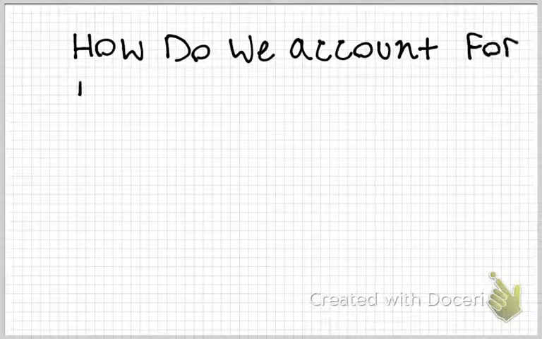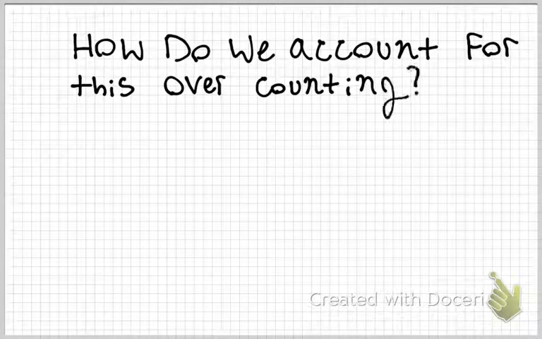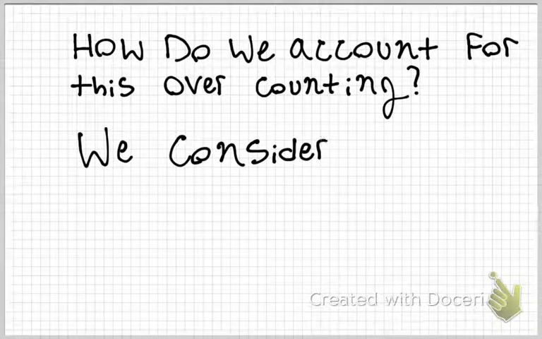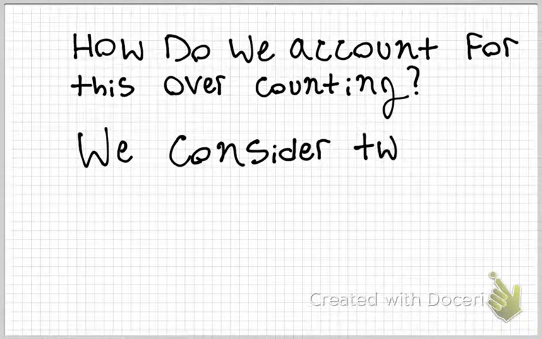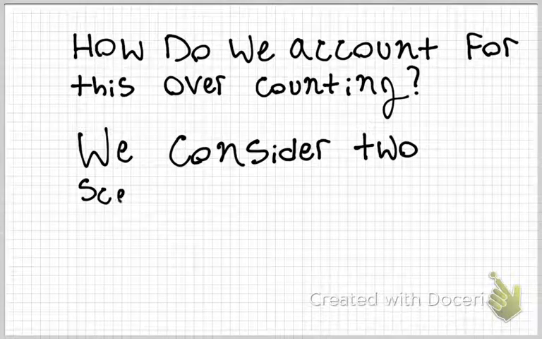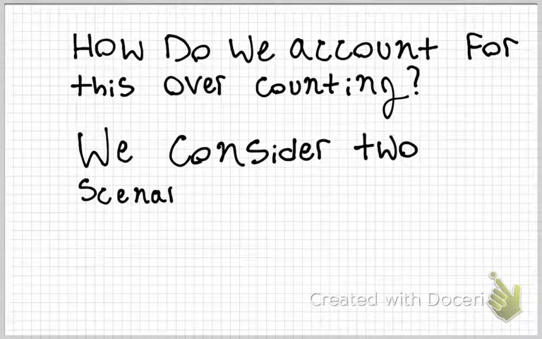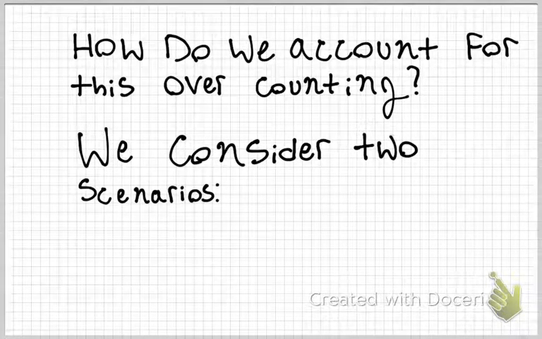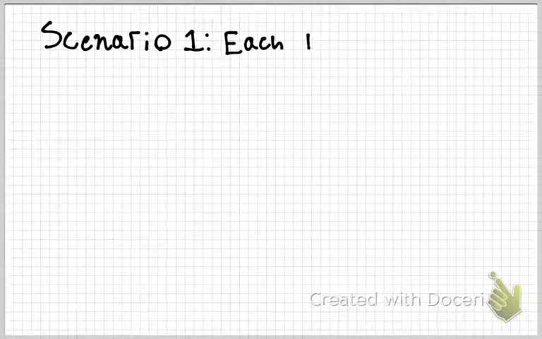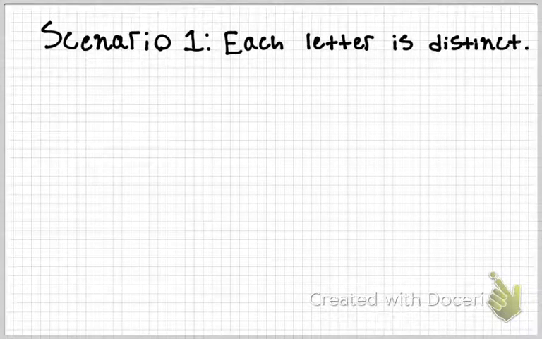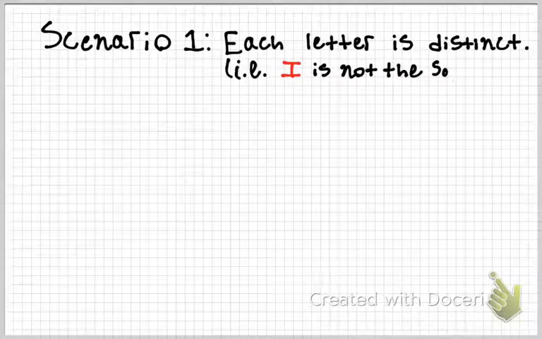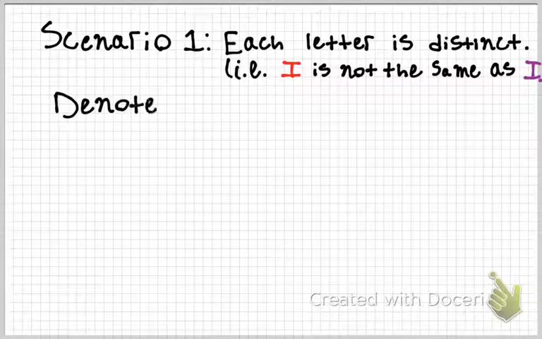How do we account for this overcounting that the normal formula for permutations does? To do that, we consider 2 scenarios. What are those 2 scenarios? Here you go. Scenario 1: each letter is distinct, i.e.